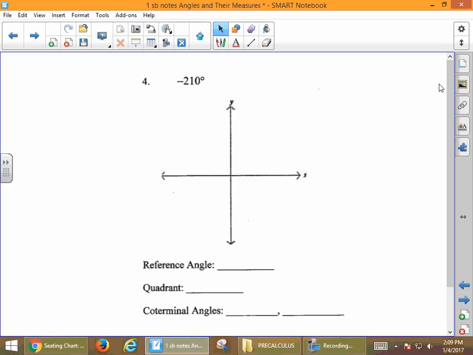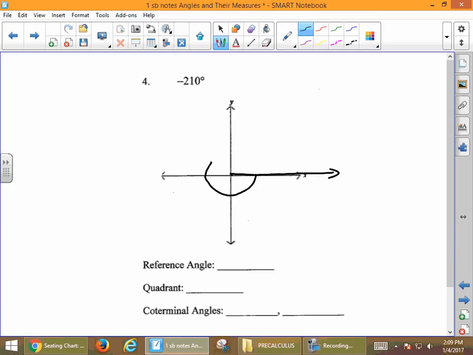Negative 210 degrees. Again, the negative tells us that we're measuring our angle by going in the clockwise direction. So here's our initial side. And we're going to go from here to here, and then a little bit more. So we end up over here. What quadrant did we end up in? Quadrant 2.